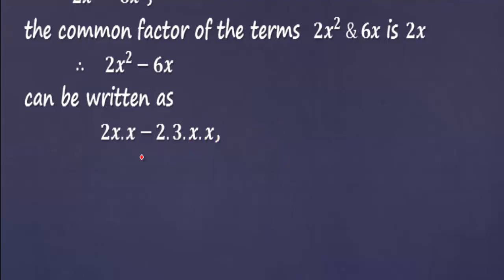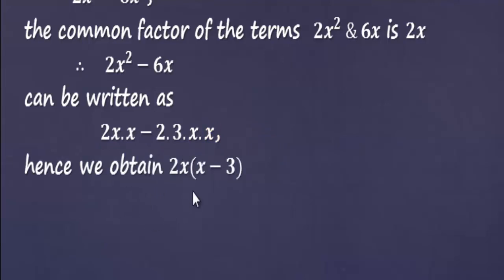So then let's move on. Hence we obtain 2x. By the time you open the bracket, when you remove 2x from here, it remains only x. That's why x is here. And minus is here, you write the minus. When you remove 2 here, it remains 3, and the x has already been cancelled. Now close the bracket. That is what you get: 2x, open the bracket, x minus 3.